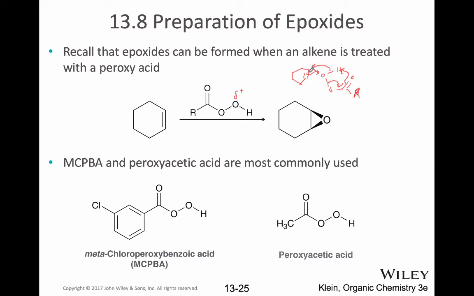So while one carbon is forming a bond with the oxygen, that carbon is becoming partially positive. That gets attacked by these electrons here. All of this happens at once, so it's a syn addition. So the ring is facing one side.